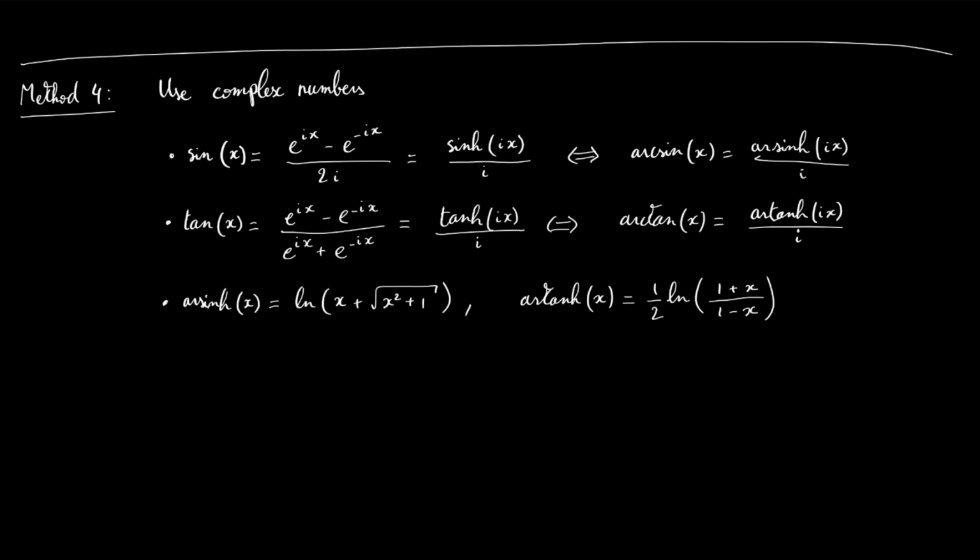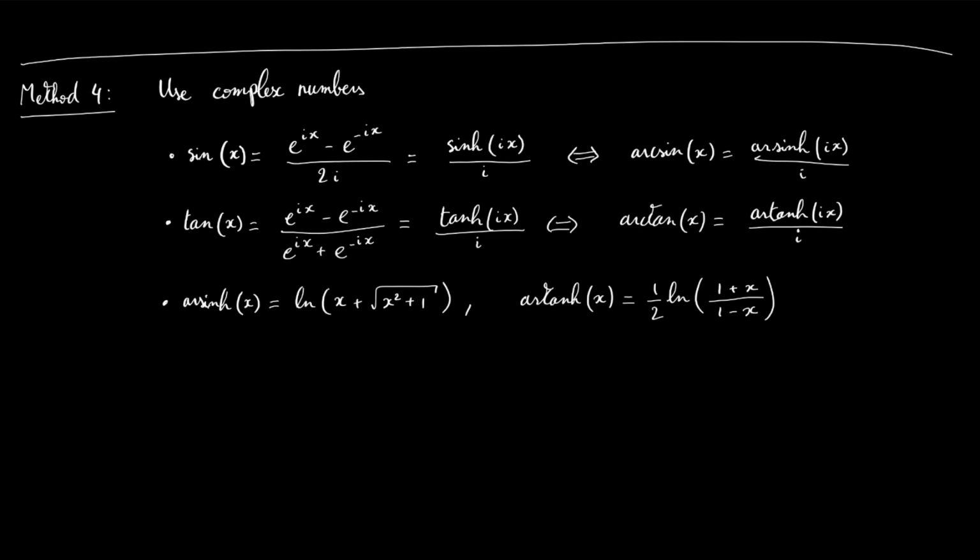Now, the trick of the fourth method is to be a tiny bit more artistic, maybe a bit less rigorous, and we are going to use complex numbers. The reason why it might not be as rigorous as the other methods is because we are going to use the complex notation, maybe in some formulations that are not necessarily allowed.